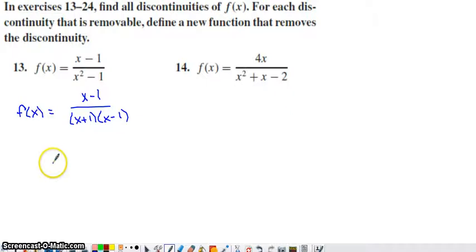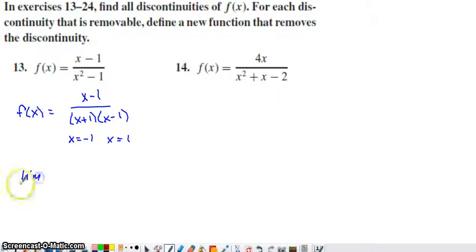This function is discontinuous where the function is undefined, and this function is undefined when this is equal to 0, and that's when x equals -1, and when this equals 0, and that's when x equals 1. So this function has two discontinuities. They're at these two x's. The reason why is because the function is undefined there. Now if we were trying to figure out which of these discontinuities is removable, we'd have to figure out if the limit exists as we approach -1 and if the limit exists as we approach +1.